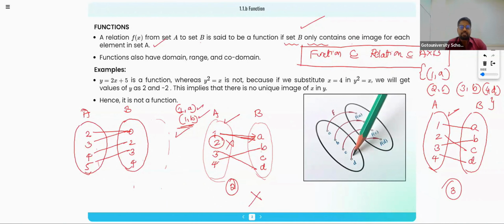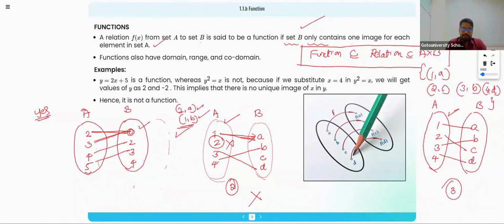Now my question is, is it a function? Can anyone tell me, is it a function? As you learned already, we are revising. If we can make it out clearly, it is a function. Yes, this is a function. Here 2 has how many images? Only one image. 3 has how many images? Only one image. 0 might have 2 pre-images. That is not a problem for us.